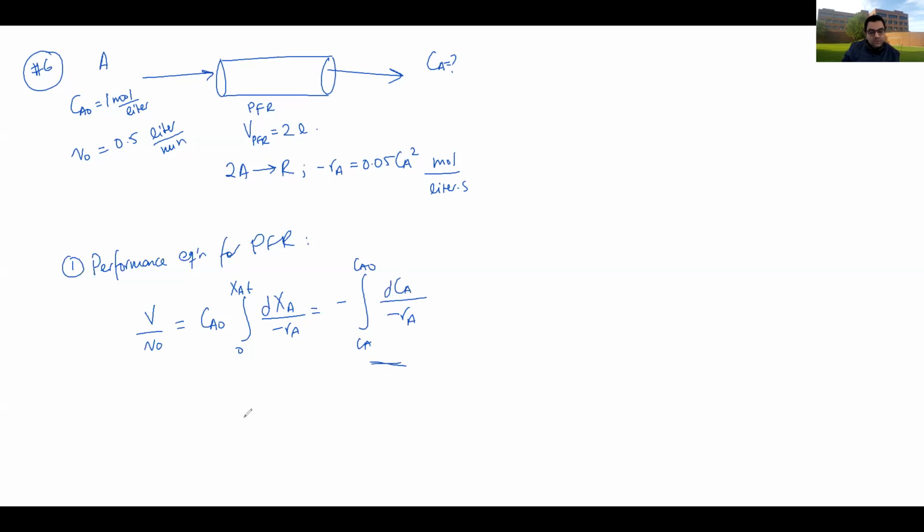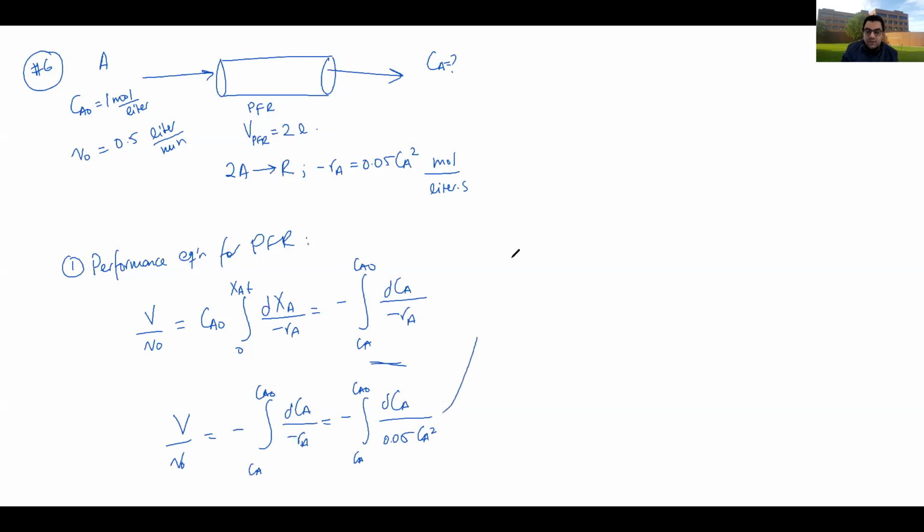So let's focus on this right-hand side. Actually, let's write it properly to avoid confusion. So I have V over V naught is equal to minus integral of dCA over minus RA. I'm going to plug in the equation for minus RA. So this is equal to minus integral of dCA over 0.05 CA squared.